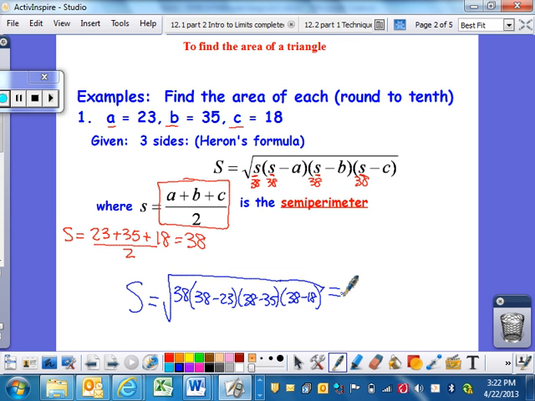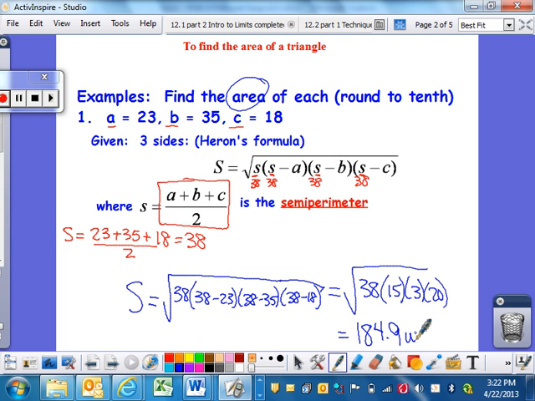So I end up getting the square root of 38, and then what do we have? 15 times 3 times 20. And if you take the square root of that information, you end up getting 184.9. What are we finding? We're finding area. So a square unit. I don't really give you a unit, so it would be units squared.